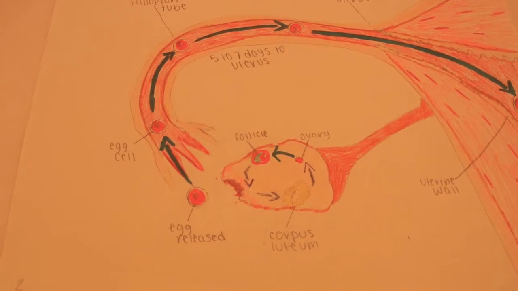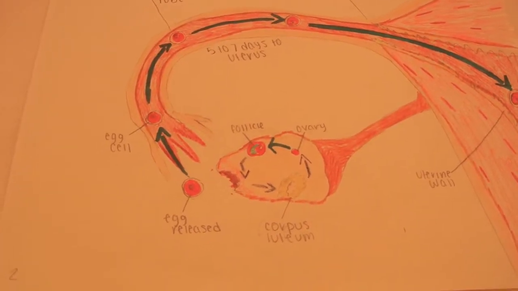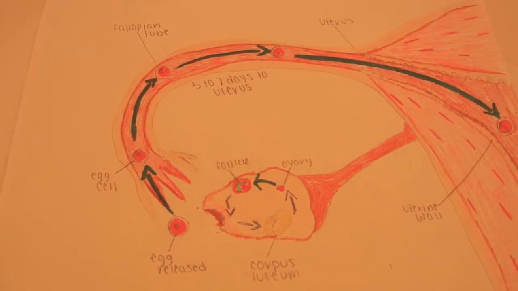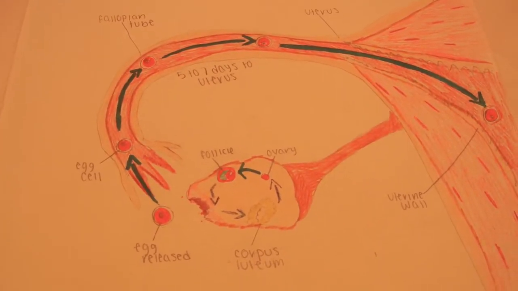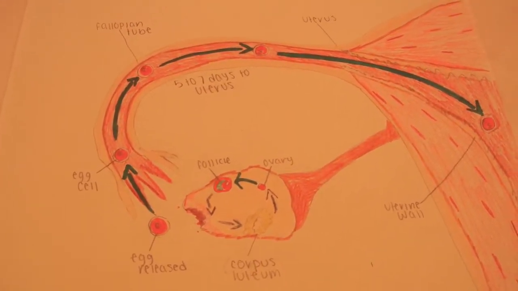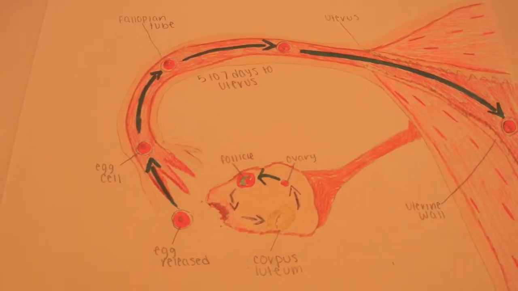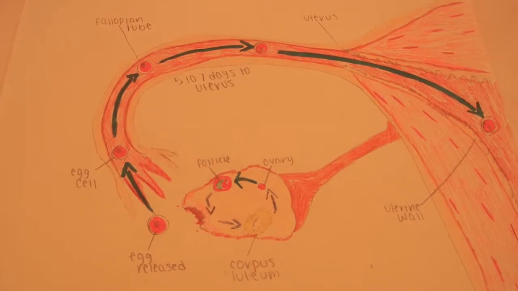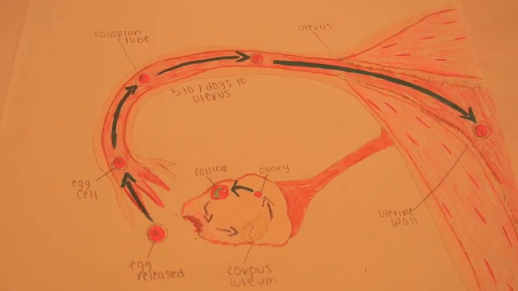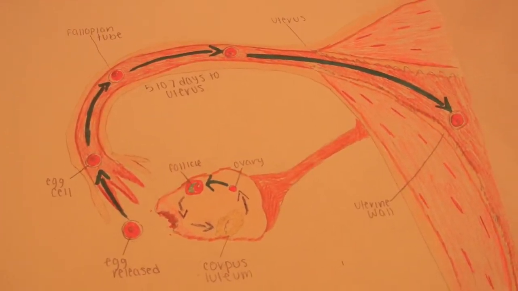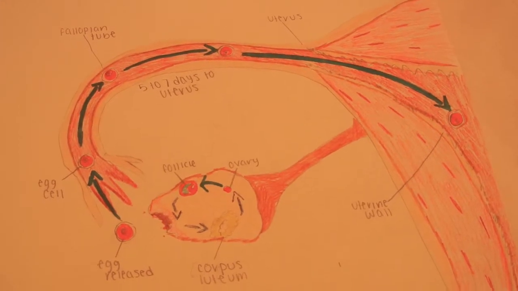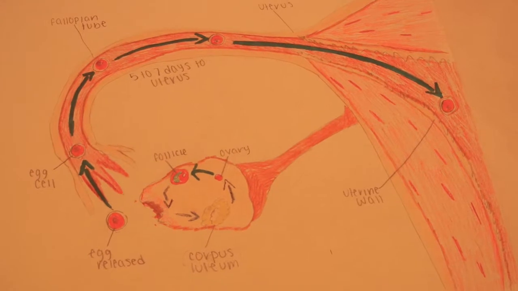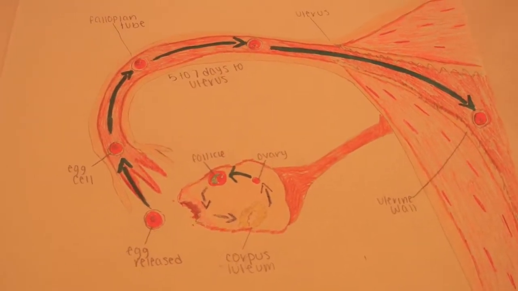Before we get into the concept of fertilization, ovulation occurs. Ovulation is the releasing of an egg from the ovary. After the releasing of an egg, the egg travels through the fallopian tube for about 5 to 7 days, where there is a chance that it can be fertilized by sperm. If the egg does not get fertilized, it is discarded through menstruation. Usually only one egg is released during ovulation.